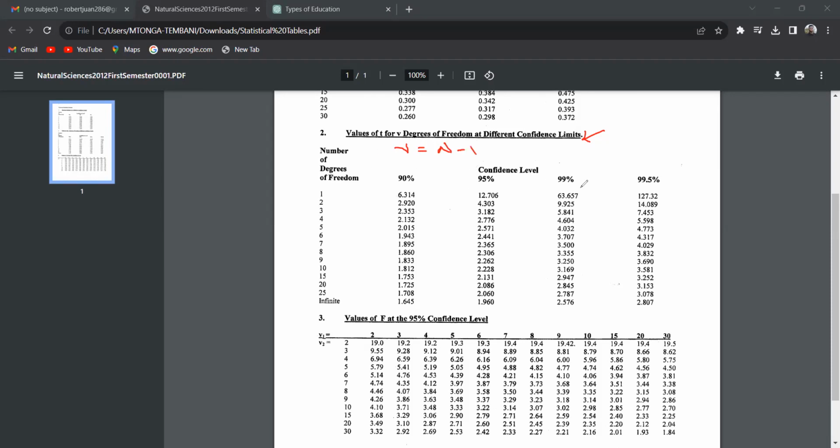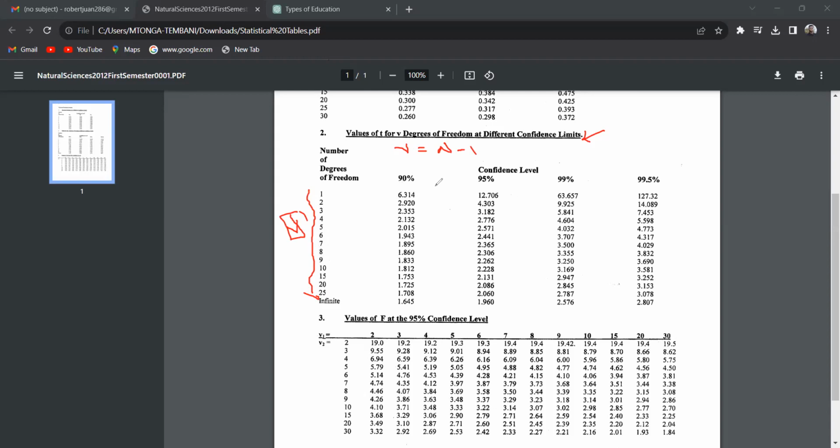So where is the V on this table? The V values are these values going down here. All these 1, 2, 3, 4 are the V values, going down there.